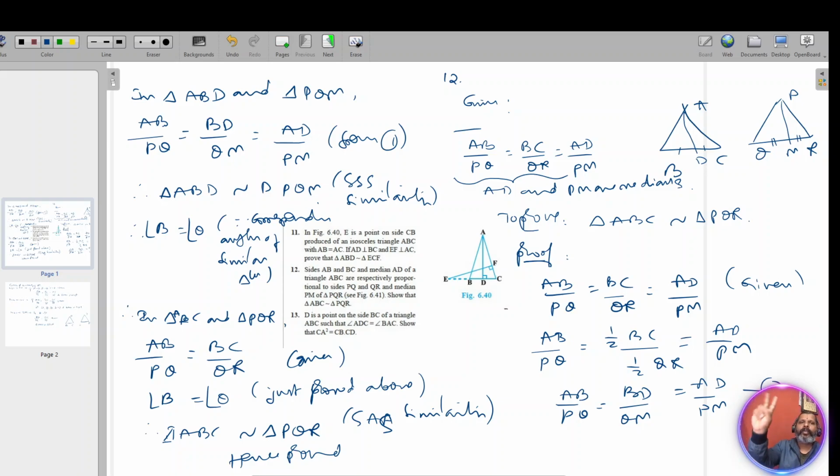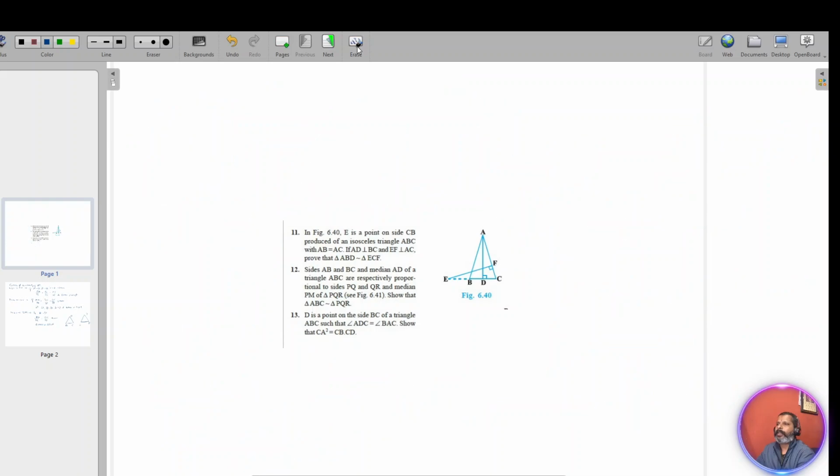The concept is two ratios are already available in the main triangles, which they wanted us to prove similar. We need one more criterion, either an angle or another side. We choose the angle here because it was easy for us, and we have been given AD and PM equal. So we proved ABD and PQM are similar. We proved B and Q are equal because they are corresponding angles of the similar triangles. We used SAS to prove ABC and PQR are similar. This is the last question, the 13th one. Mark this as important. Okay.